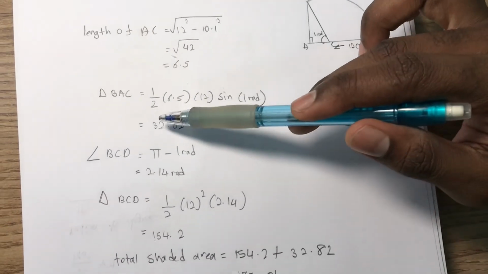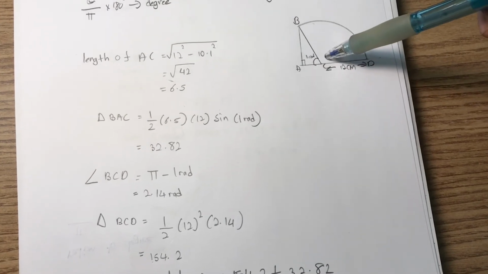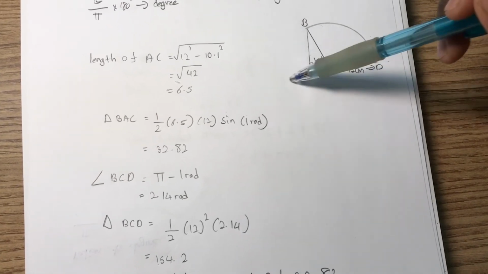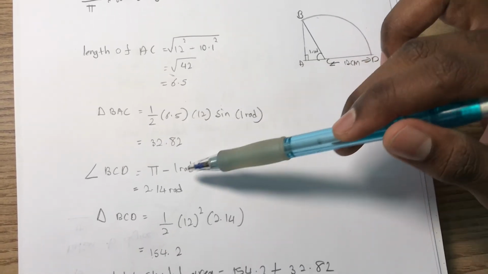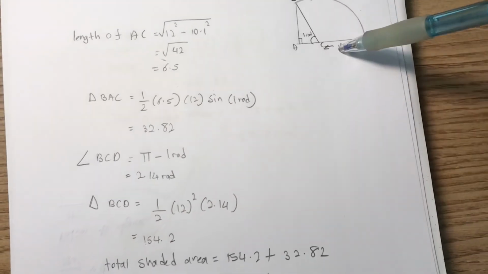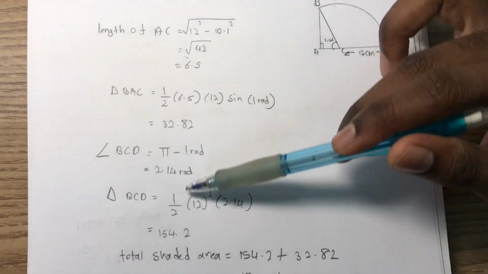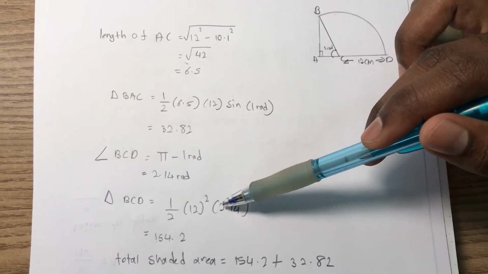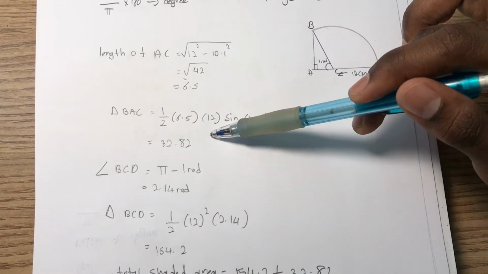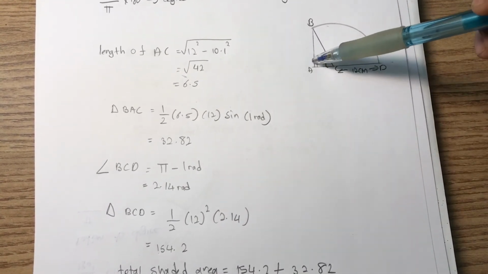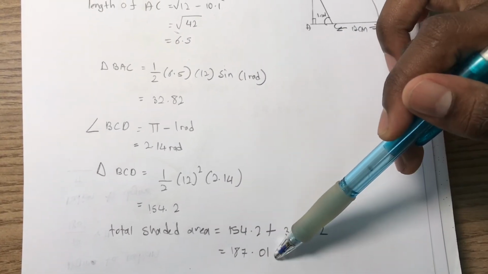For this major sector, we have to find this angle first. We know this is a straight line, so for a straight line it will be pi. So to find this angle, it should be pi minus 1 rad, which will give you 2.4 radian. Now we can utilize the formula that we learned earlier to find this area. It will be 1 over 2 r squared theta, which is in radian. We replace inside and get 154.2. So we already got the area of this triangle and the area of this major sector. We add them up and we get the answer.